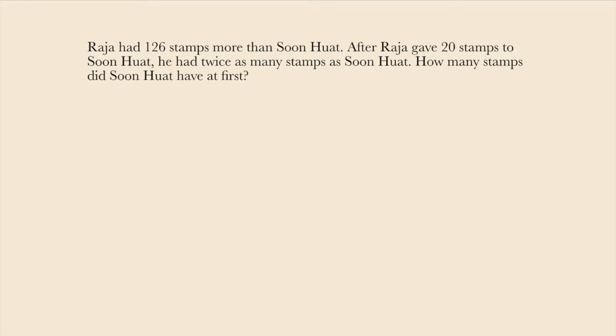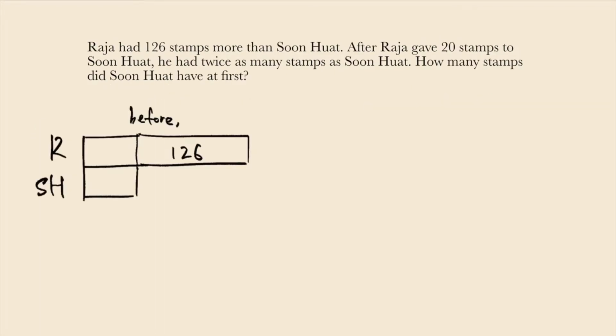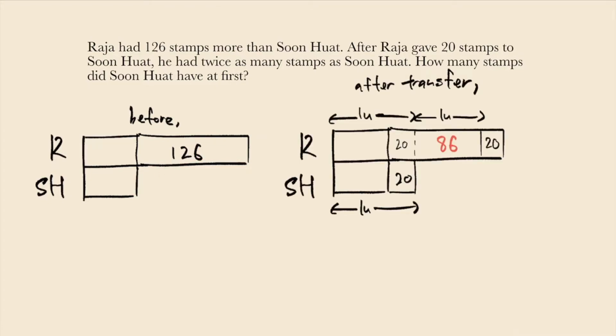So this question is going to look slightly different from what you have been exposed to so far. So Raju had 126 more than Sunhuat. So yeah, this part is easy. Raju, 126 more than Sunhuat. Now, Raju is the one giving to Sunhuat. So 20 is coming from here. Now, 126 minus 20 is going to be 106. So I'm going to show 20 being gone and added to Sunhuat.